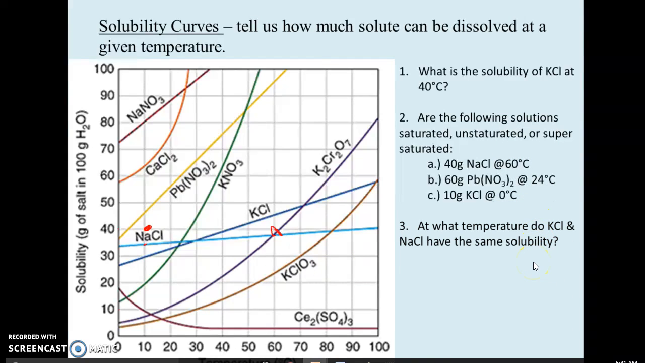And then at what temperature do KCl and NaCl have the same solubility? I'll let you guys answer that one on your screen here.